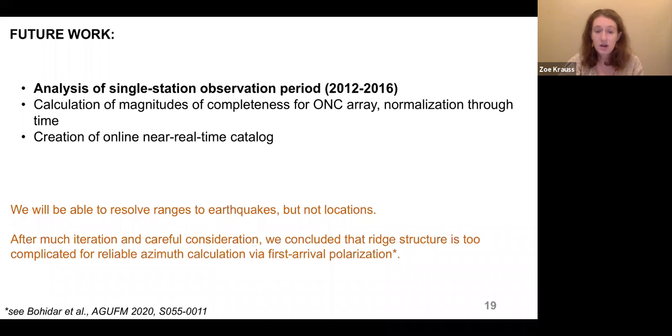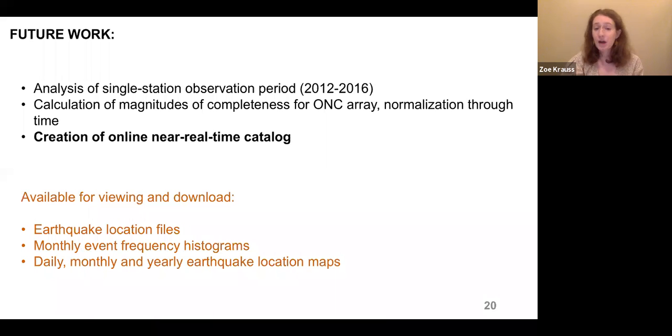I've done a lot of work trying different methods of first arrival polarization to get azimuths to earthquakes using just one station. But the scattering at this ridge is just too complicated to do that reliably. And this is actually a common problem for mid-ocean ridges. But we will be able to get earthquake count and ranges to earthquakes and be able to add in those 4 years worth of data. And for the online catalog, I'm hoping to have earthquake location files, event histograms, and of course, location maps available for both viewing and download.